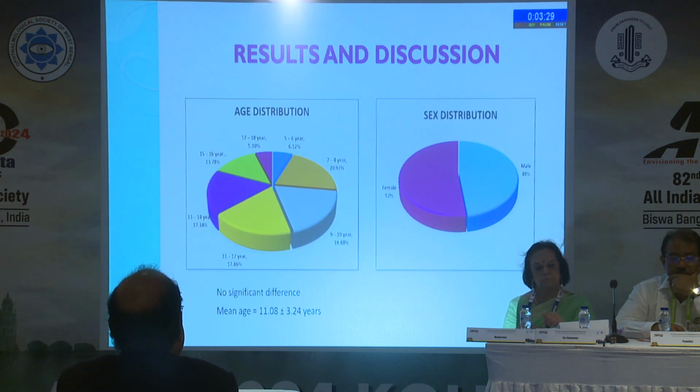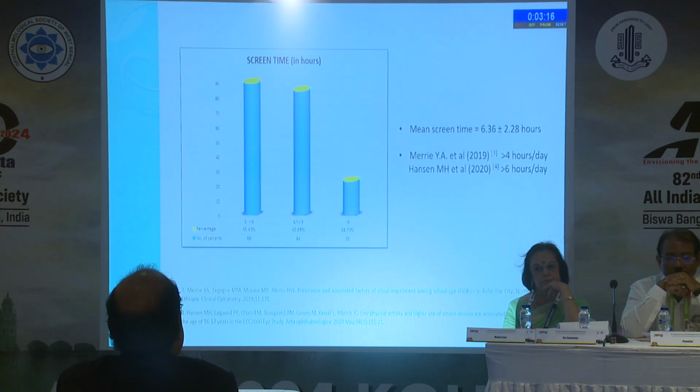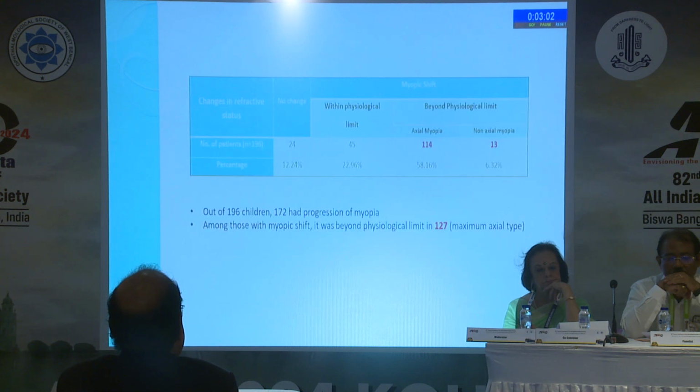Coming to the results and discussion, there was no significant difference in age and sex distribution, and the mean age was 11 years. The most common type of devices used were handheld types as they were more convenient. The mean screen time was about 6 hours, which can be attributed to the online education system and increased recreational activities during lockdown. Similarly, Mary et al. showed that mobile exposure of more than 4 hours per day, and Hansen showed that more than 6 hours per day were significantly associated with progression.